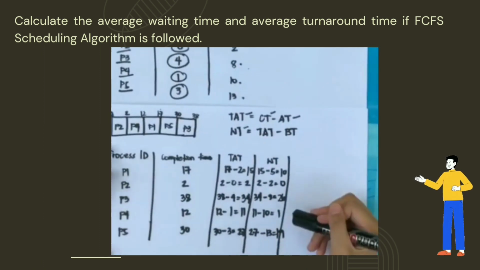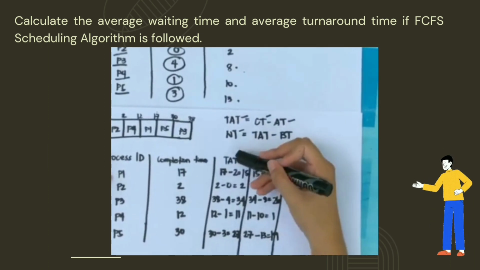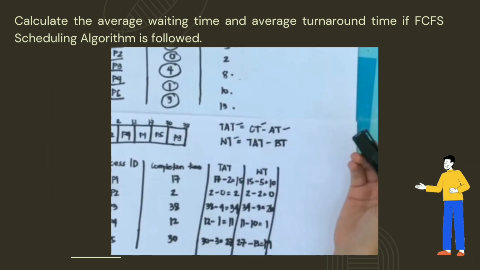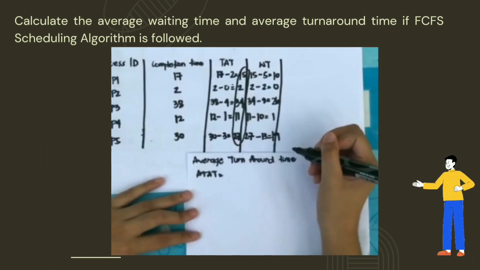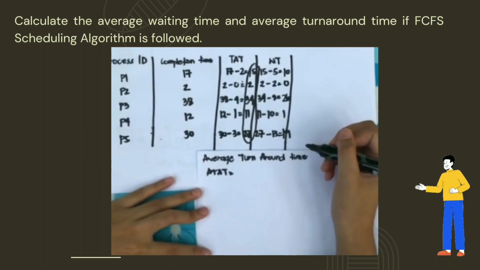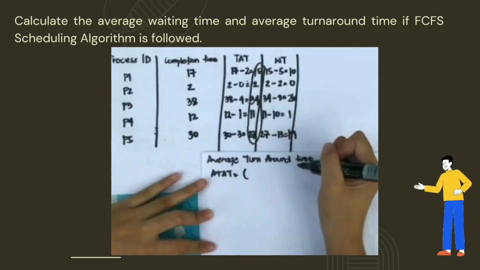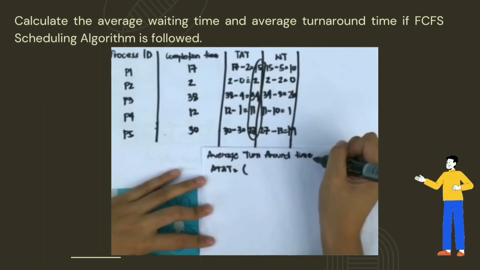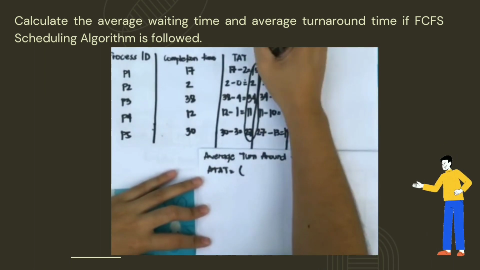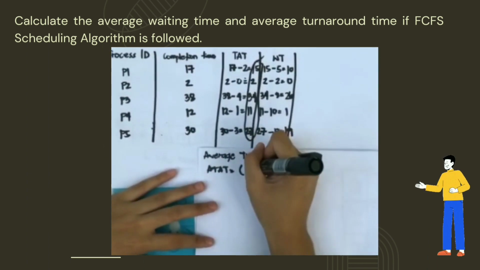So, ayun. Nakuha na natin yung turnaround time and yung waiting time. So, ngayon, ang kukunin naman natin is yung average turnaround time. Ililista natin dito ang lahat ng turnaround time na nakuha natin kanina. Ito yon.